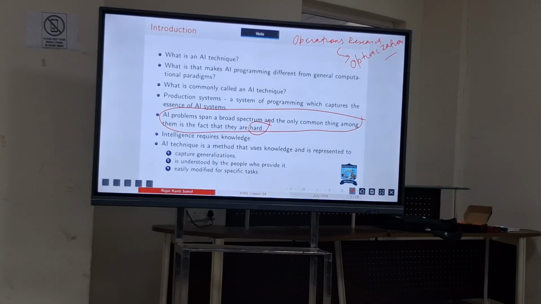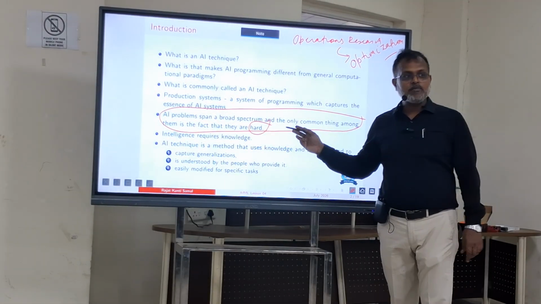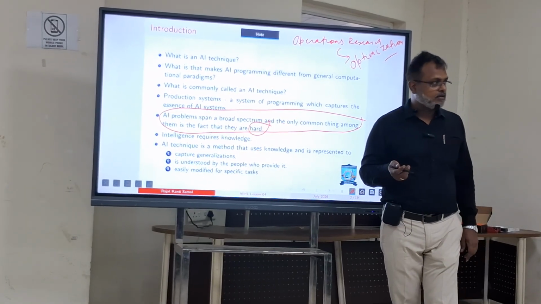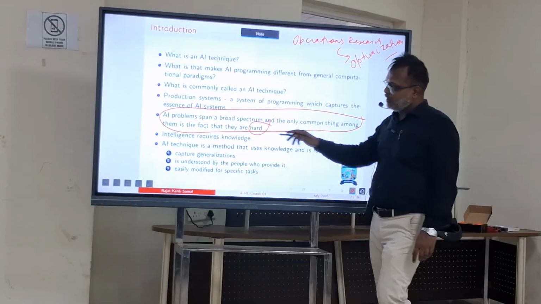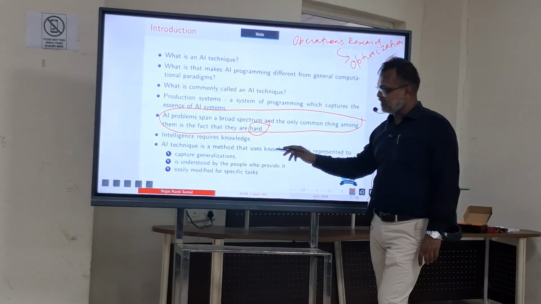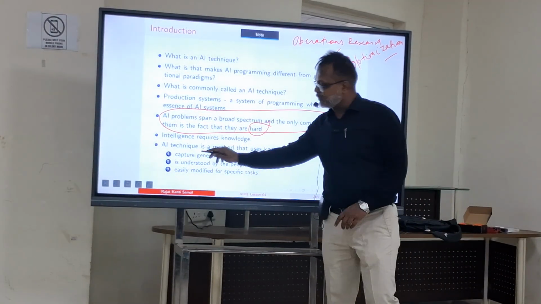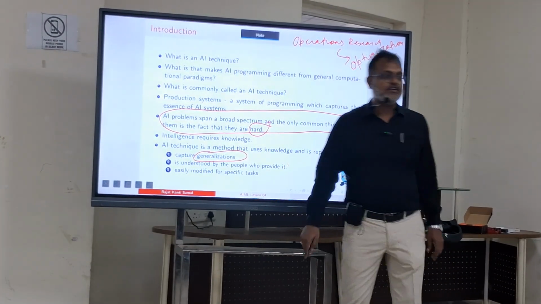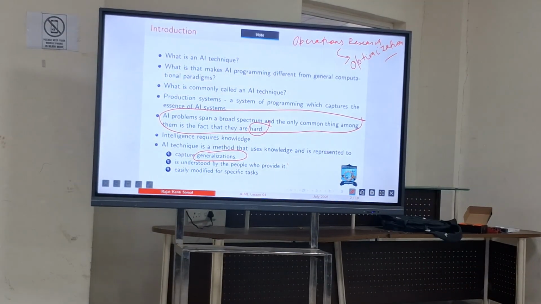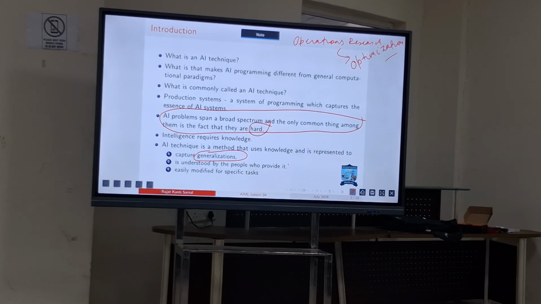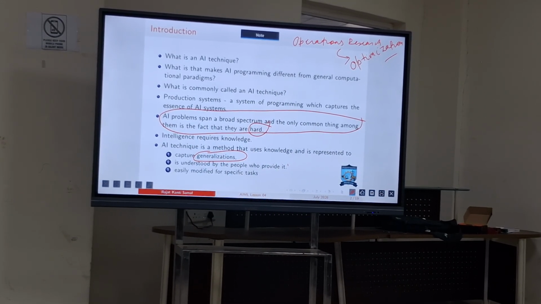So that makes them simple. You can find a mathematical model of your problem. Whereas AI problems are hard. Human choices cannot be mathematically modeled. That's why AI problems are hard. Intelligence requires knowledge. An AI technique is a method that uses knowledge and is represented so. The most important concept of AI techniques is that they are generalizations, the very essence of how human beings make decisions. Generalization is understood by the people who provide it, and easily modified for specific tasks.